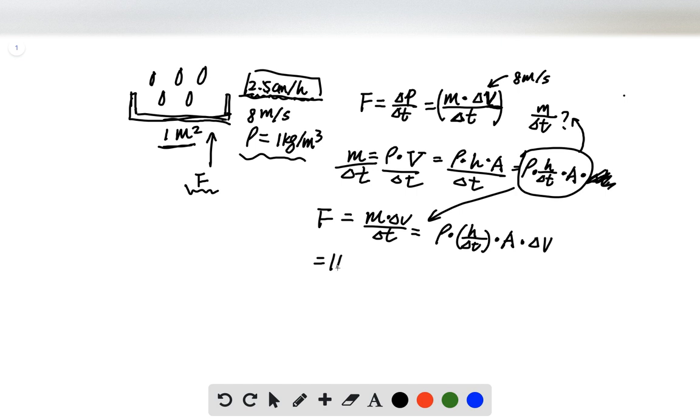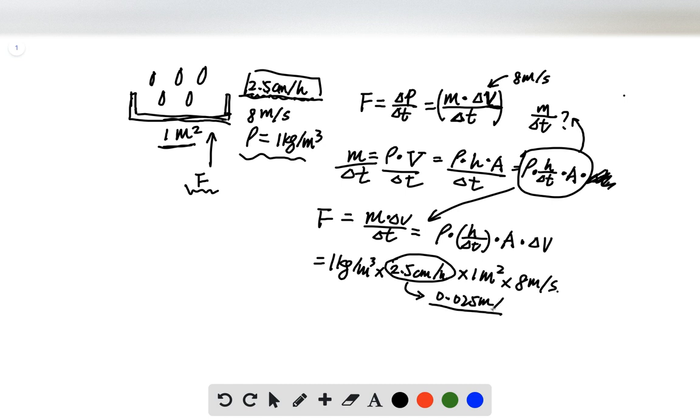Rho is 1 kilogram per meter cube times 2.5 centimeter per hour. There is something we need to do about this because it's not in the same unit. But let's first write down everything. We have 1 meter squared, and we have 8 meters per second. And let's try to convert this into 0.025 meter over hour, but we want second because we have second everywhere, and that's the SI unit.